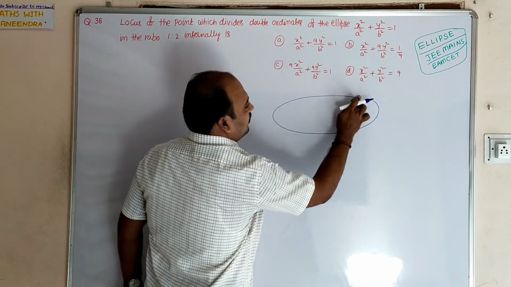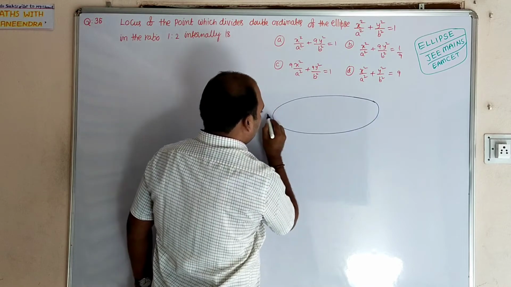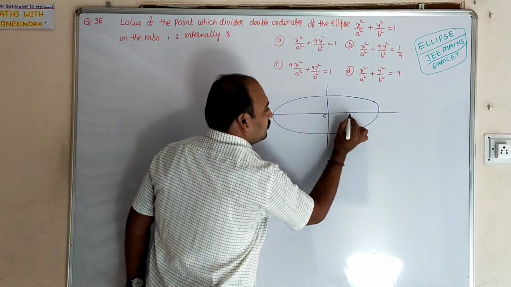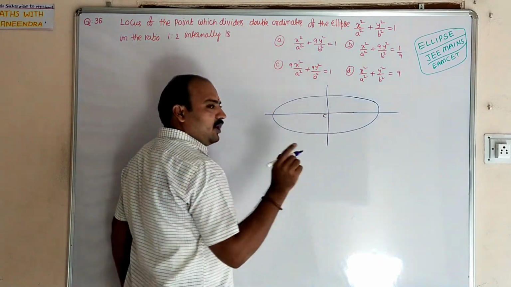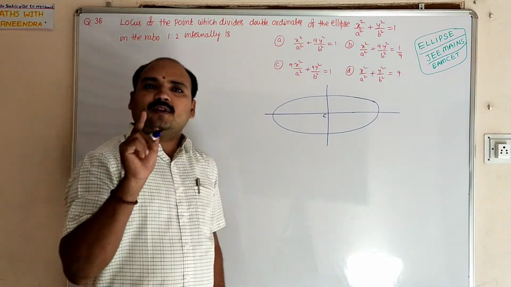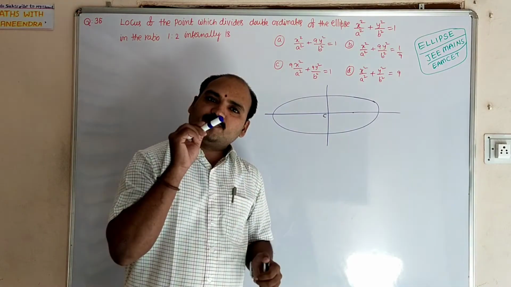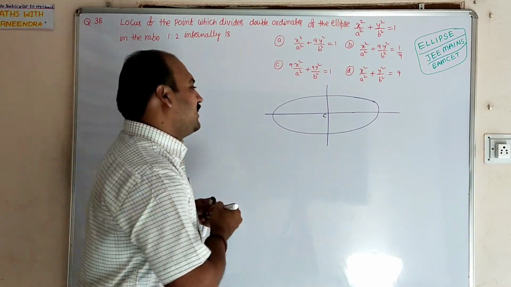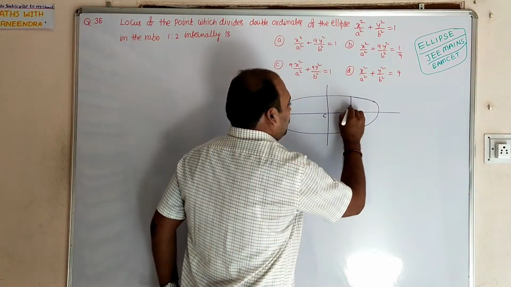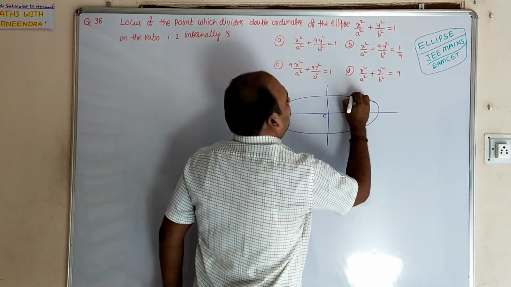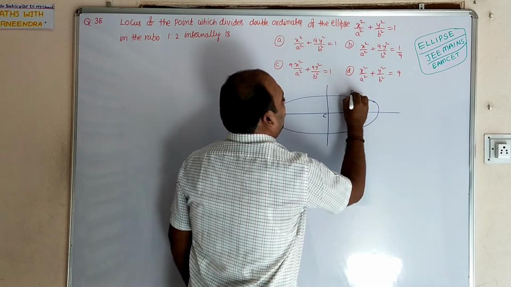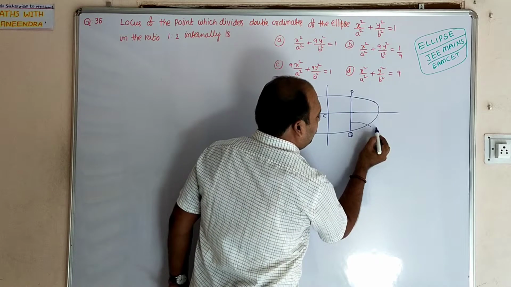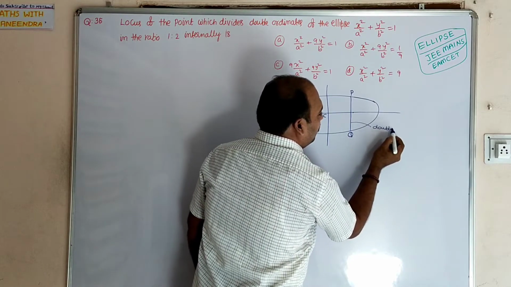This is the ellipse curve. Center. Double ordinate means the line which is passing through the points on the ellipse and perpendicular to the major axis. So this is the double ordinate. P and Q we are assuming that. Double ordinate it is.